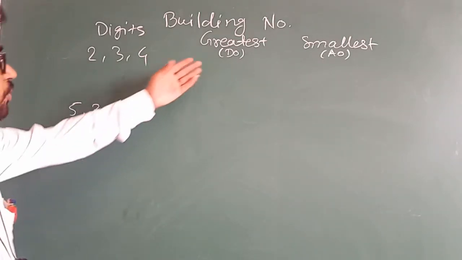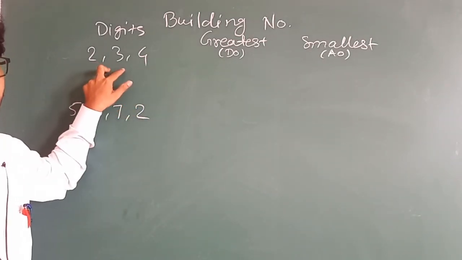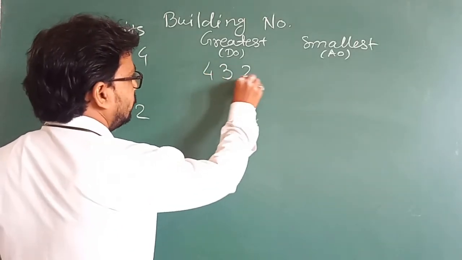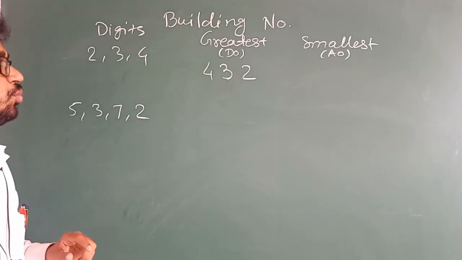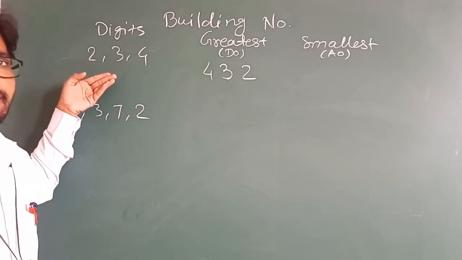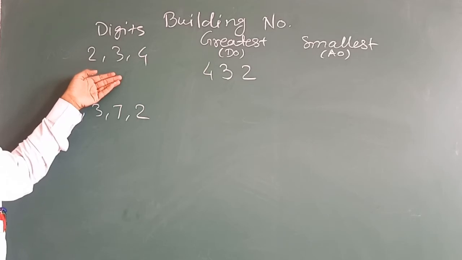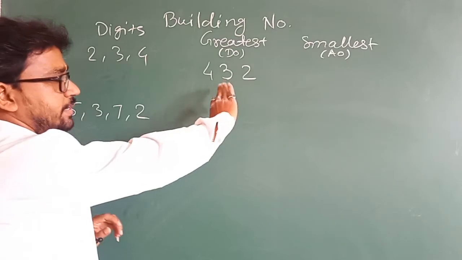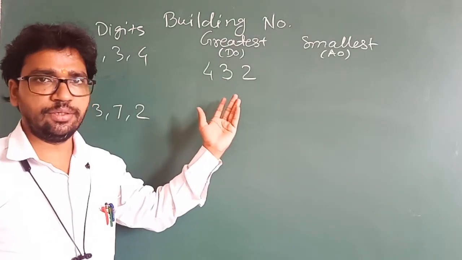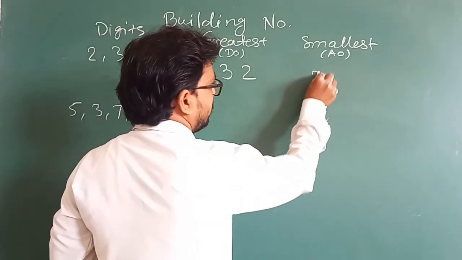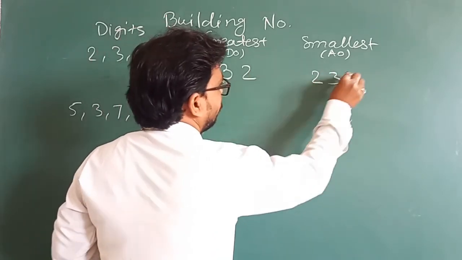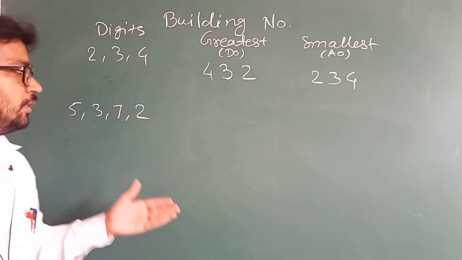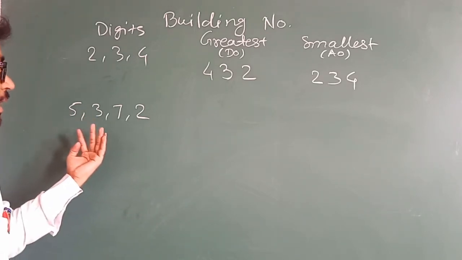So here greatest number we have to find. So write down the descending order of these digits. It is 432. This 432 is the greatest number which can be made from these given digits. Now here smallest number. So ascending order is nothing but the reverse order of descending order. Okay. So we can simply take this 2, then 3, then 4. So 234 is the smallest number.